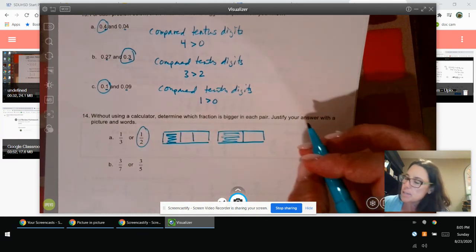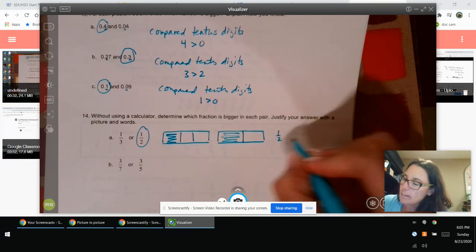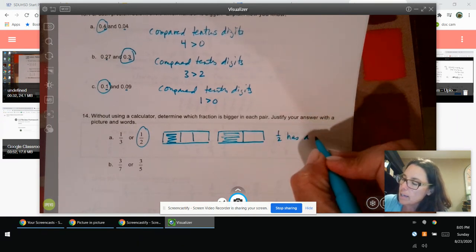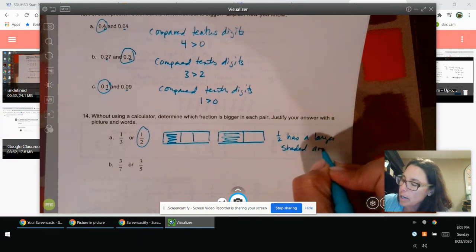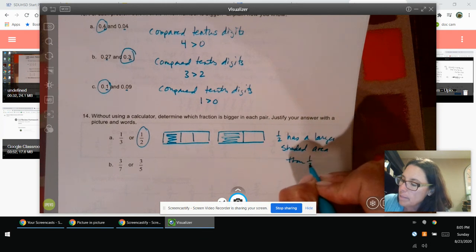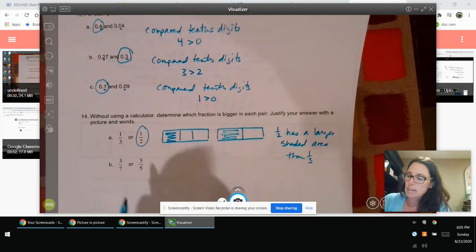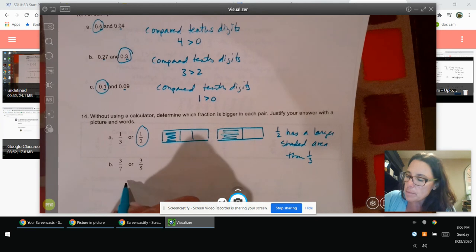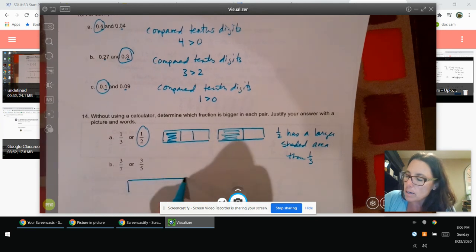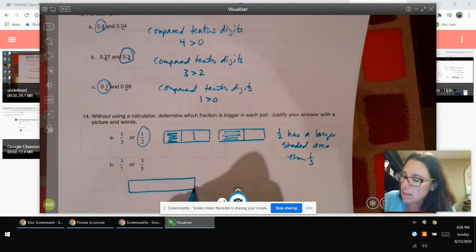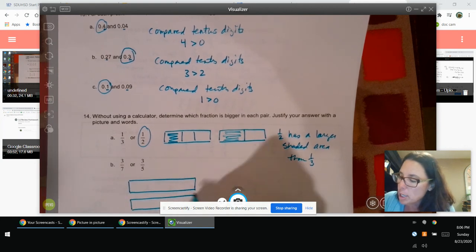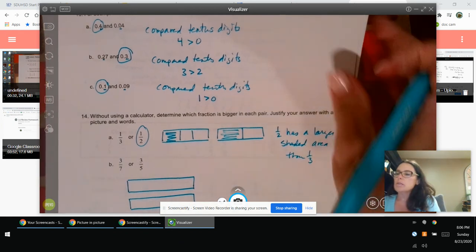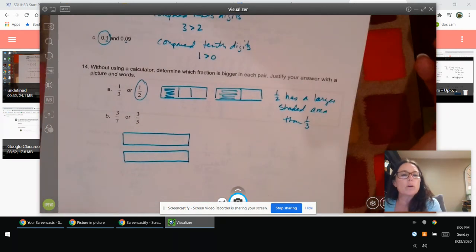Okay, so 1/2 has a larger shaded area than 1/3. Okay, let me do 3/7 and 3/5. I'm going to do that one like this. Okay, and again, we're humans, but we try to make them as close to the same size as possible so that we can compare which one has more shade.